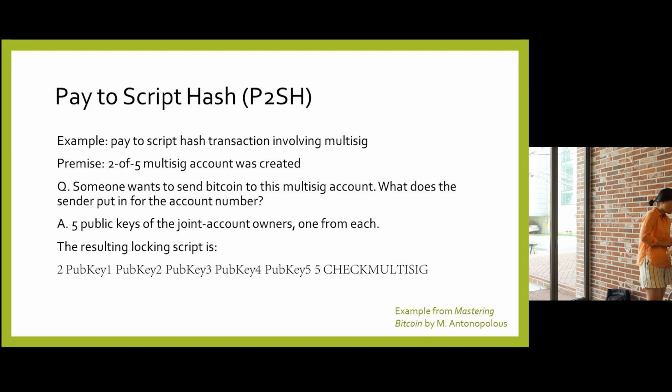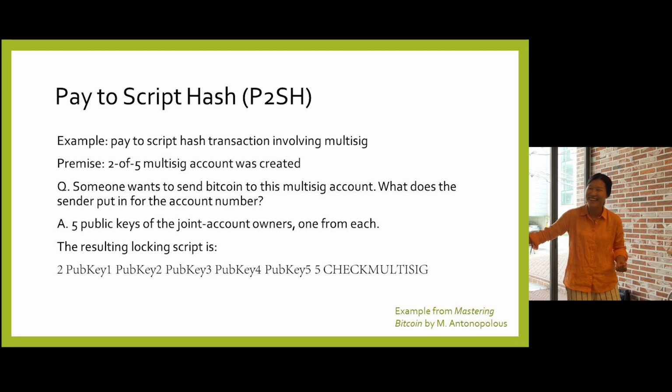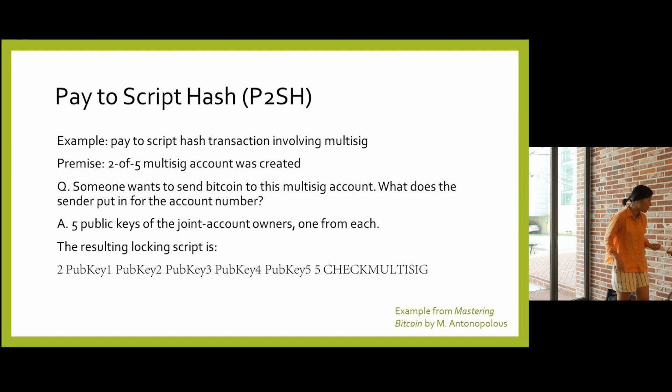All right. Here's another one. Pay to script hash is another way of sending your money, another way to receive it, and prove your ownership. I took an example from Antonopoulos. He wrote a book called Mastering Bitcoin, and this is an example from that book. Let's say there is a multi-signature account, which we just talked about, which is 2 of 5. That means at least 2 signatures have to be provided out of 5 in order for any transaction to occur. Now the question is, someone wants to send Bitcoin to this multi-signature account. What does the sender put in as the account number?